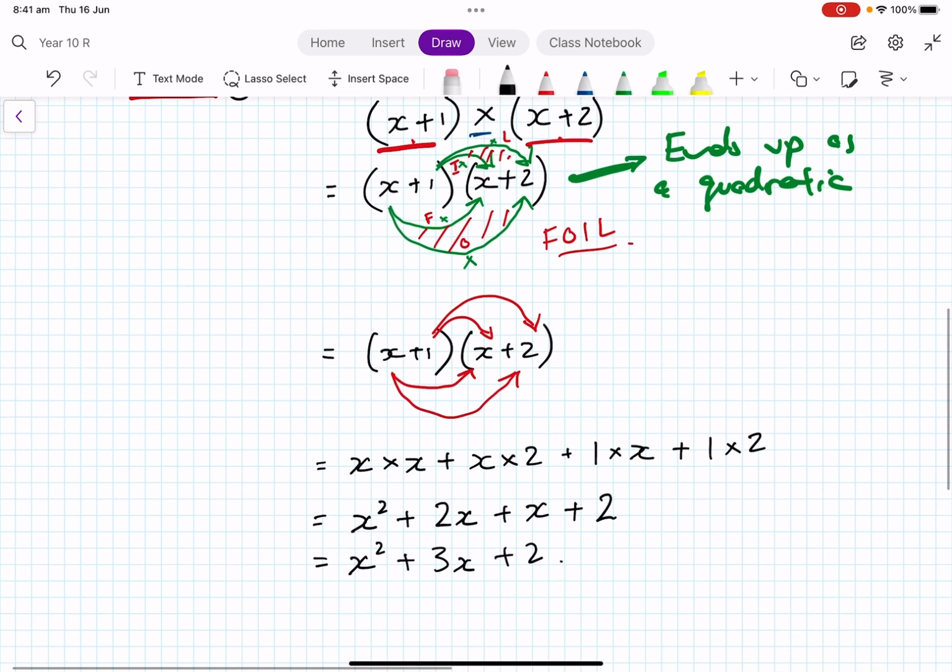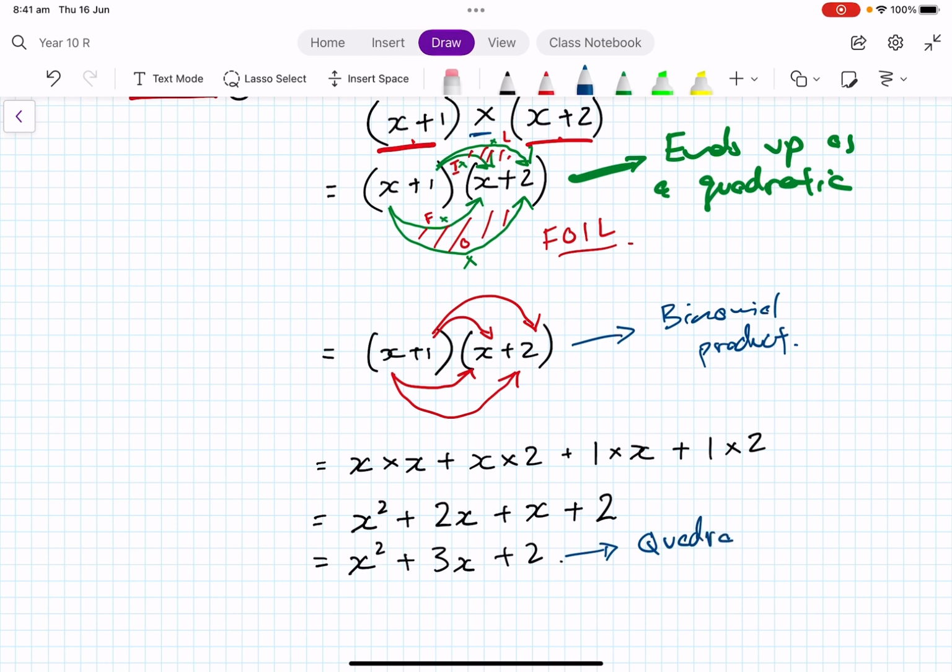So what we see is x plus 1, x plus 2, this is a binomial product, a product or multiplication of two different binomials, and it ends up as a quadratic expression. That's what a quadratic is. Remember what we said, we have an x squared term at the start.